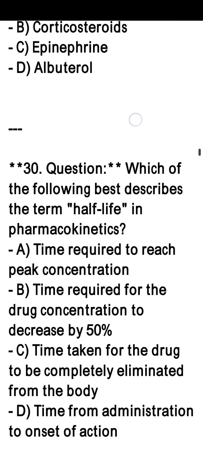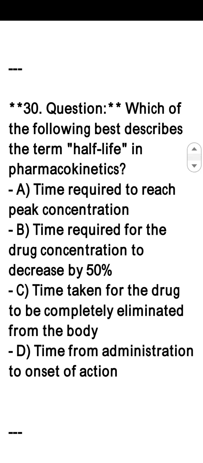Next, which of the following best describes the term half-life in pharmacokinetics? A. Time required to reach peak concentration. B. Time required for the drug concentration to decrease by 50%. C. Time taken for drug to be completely eliminated from the body. D. Time from administration to onset of action. So the right answer will be B. Time required for the drug concentration to decrease by 50%.